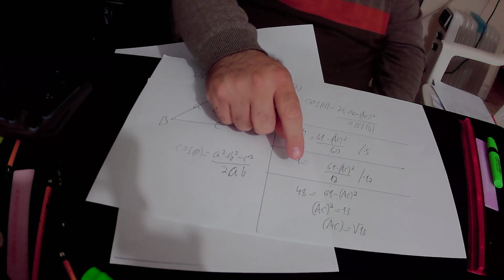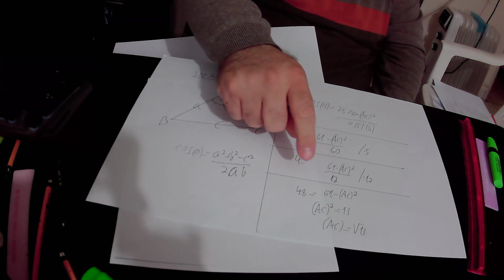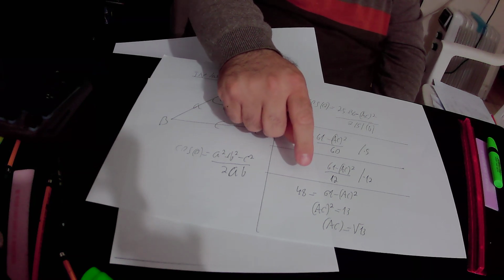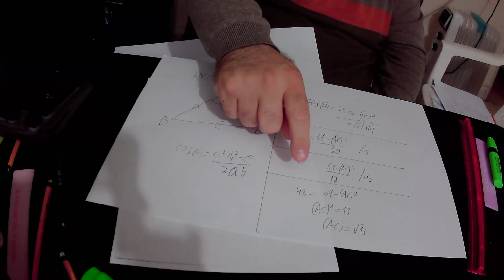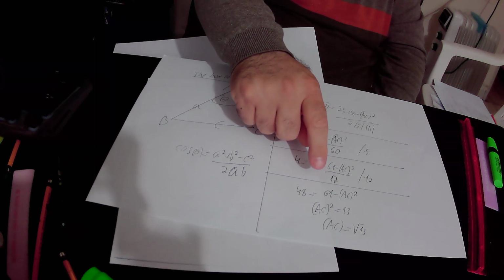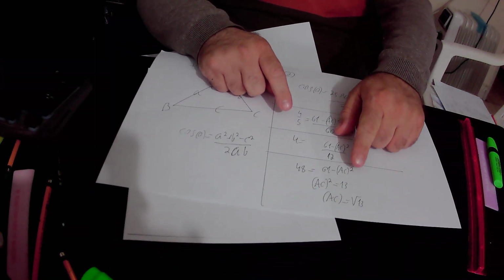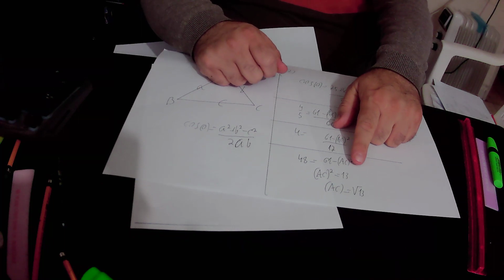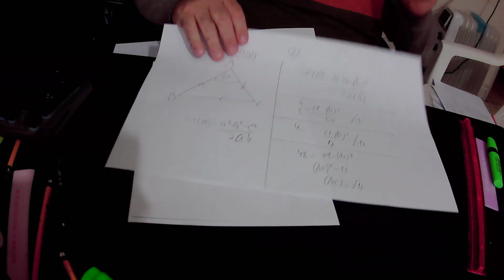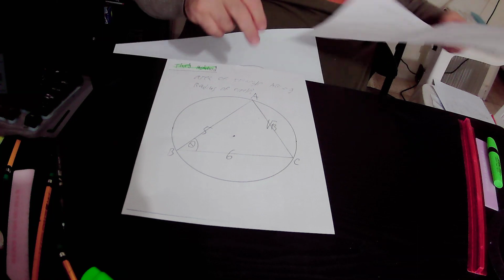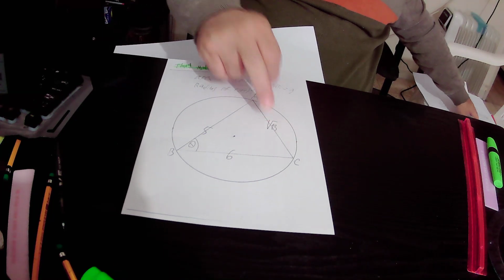Then we added AC squared to this equation and subtracted 48, and we found out that AC squared equals 61 minus 48 is 13. So AC squared equals 13. We took the square root of this equation and found out that AC equals the square root of 13 units. Here AC equals the square root of 13 units.